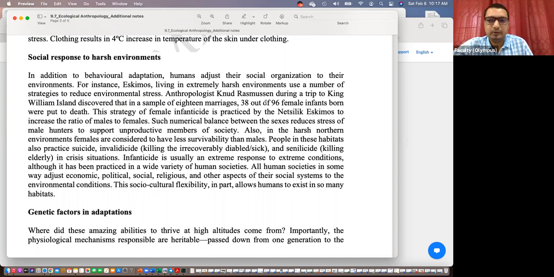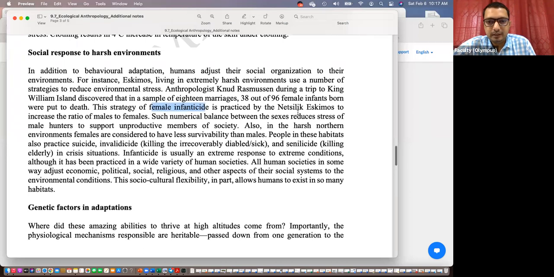Why is that? What was the reason behind it? This is a strategy of female infanticide, practiced by the Netsilik Eskimos. Why? This is to increase the ratio of males to females. Now, if you see it in the social context today, this is extremely bad. This is a kind of discrimination against females, correct? But what is the social or cultural aspect to this?